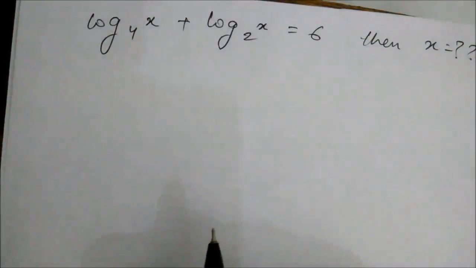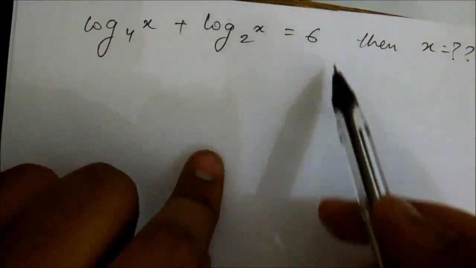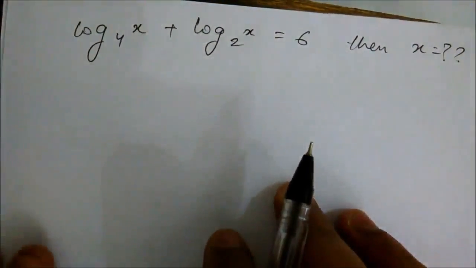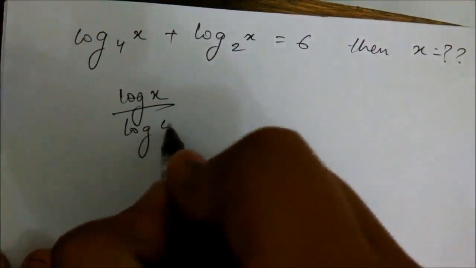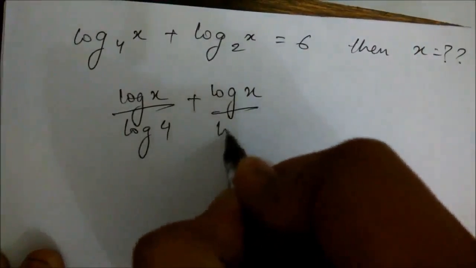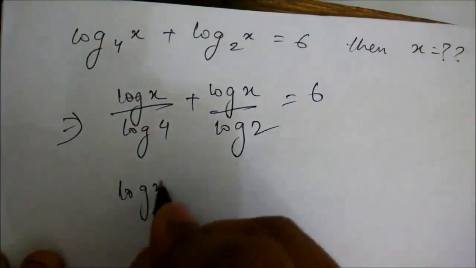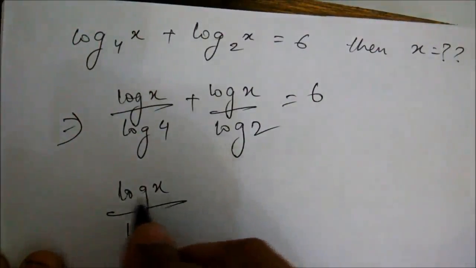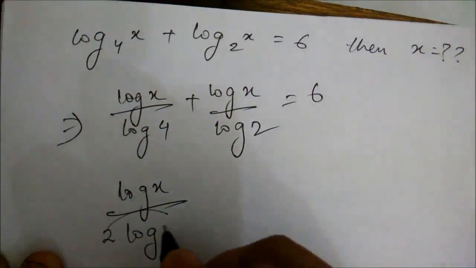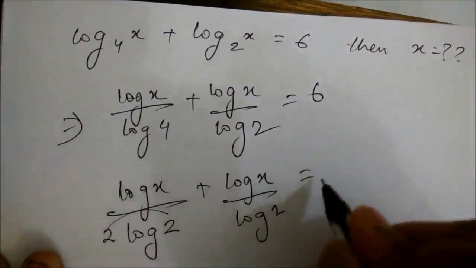We have got log x to the base 4 plus log x to the base 2 is equal to 6. We need to find the value of x. Now I can write this as log x by log 4 plus log x by log 2 is equal to 6. Log x by log 4 can be written as log x by 2 log 2, and this power 2 will come this side, right? Because we already know this, so I'm writing it straight away, plus log x by log 2 is equal to 6.